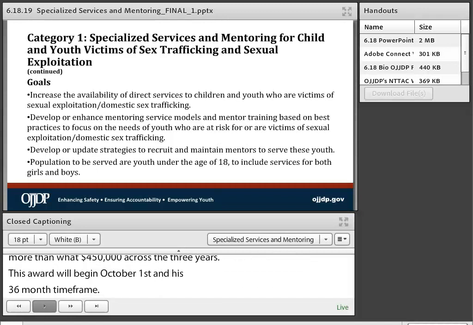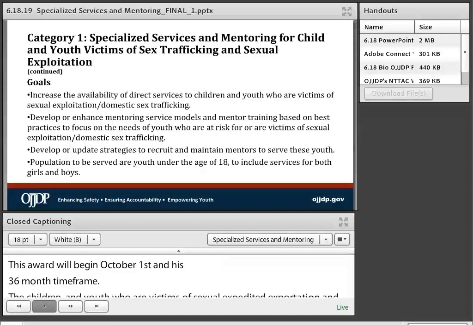The children and youth who are victims of sexual exploitation and domestic sex trafficking, as many of you in this field know, have a complicated constellation of risk factors and vulnerabilities, service needs, and challenges. So it's critical to provide comprehensive support services and interventions that address these varied needs.